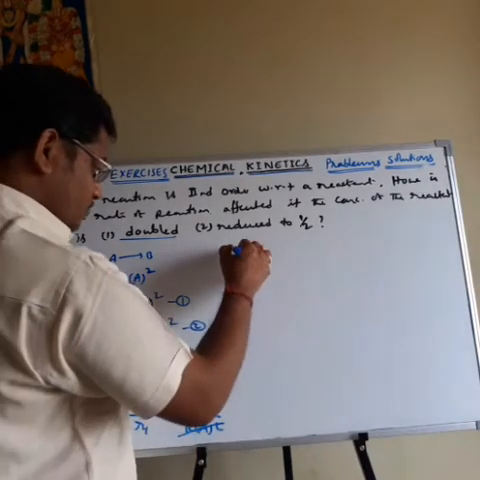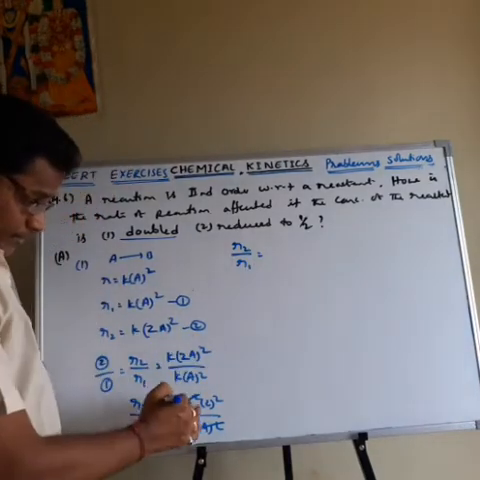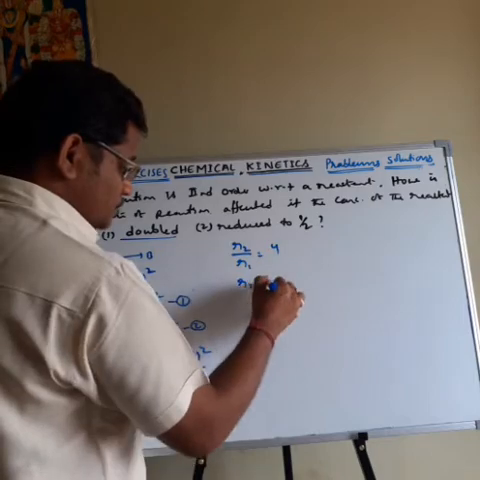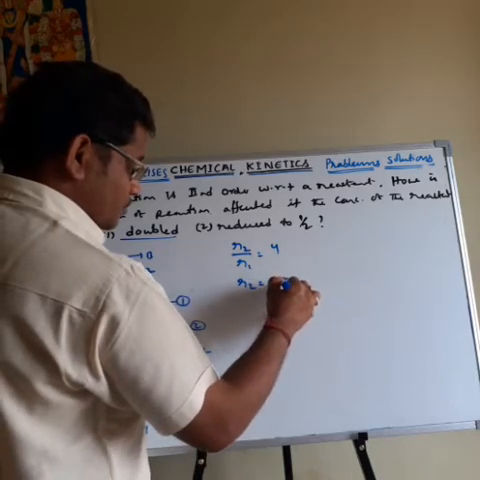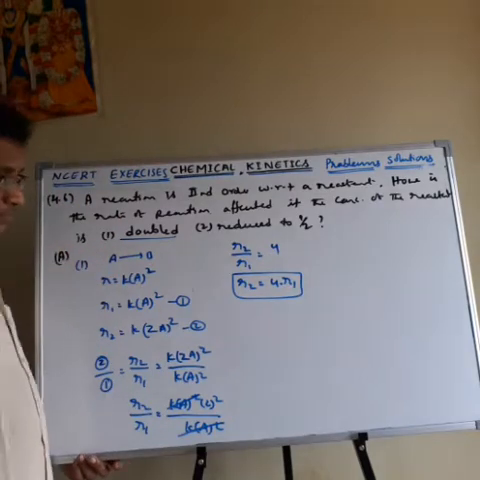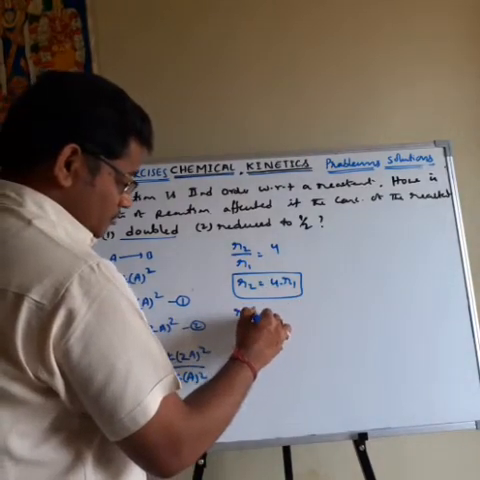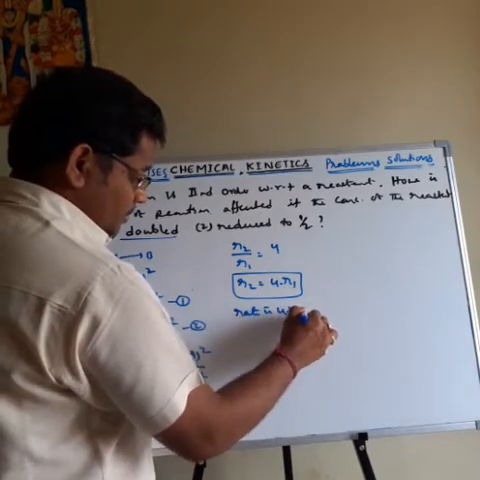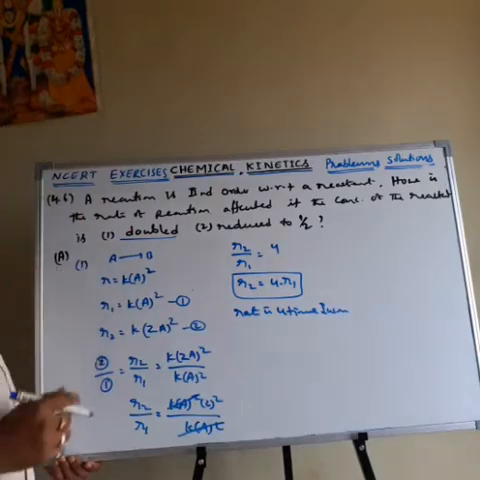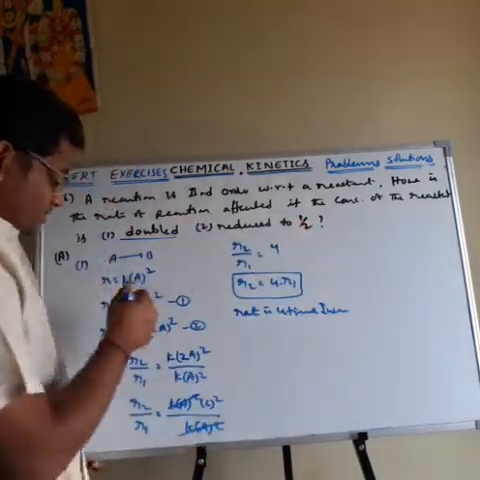Then what remains? R2 divided by R1 is equal to 2 power 2, which means 4. Therefore R2 is equal to 4 into R1. So how many times is the rate increased? 4 times increased. So your rate is 4 times increased. That is the first one. Next, if the reactant is reduced to 1 by 2, that is the second one.